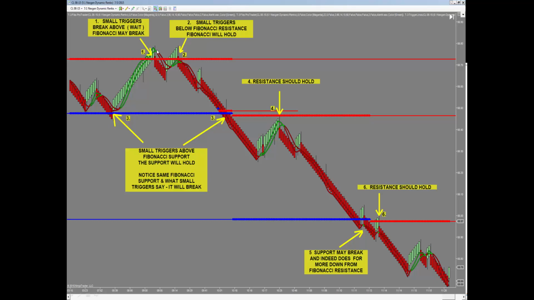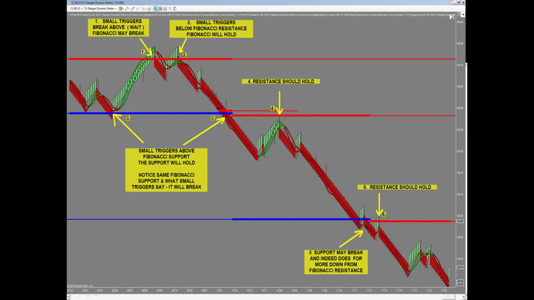Now, as the small triggers in price reach Fibonacci resistance, you'll notice they're very strong to the upside and they physically get above the resistance, which tells us that we have to wait for either a breakout, or if the trigger lines get back below the resistance, then we can use the resistance for short trades.